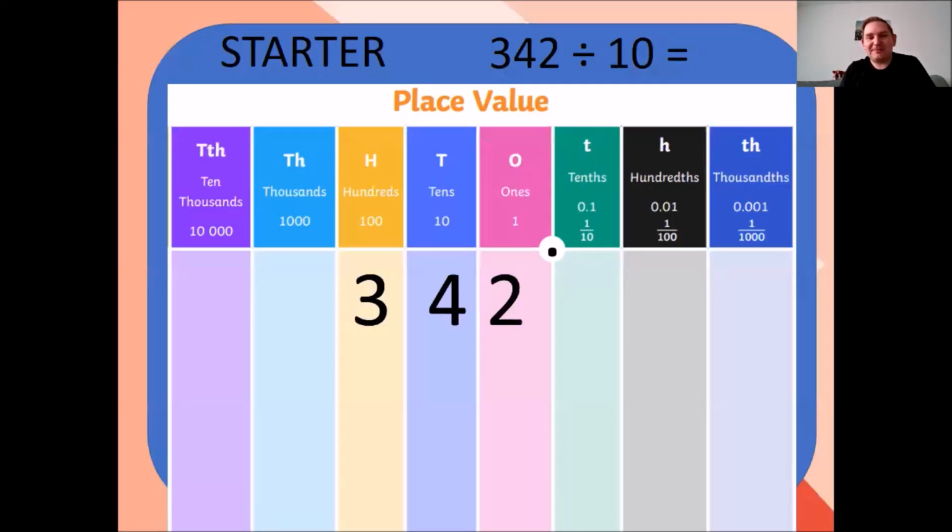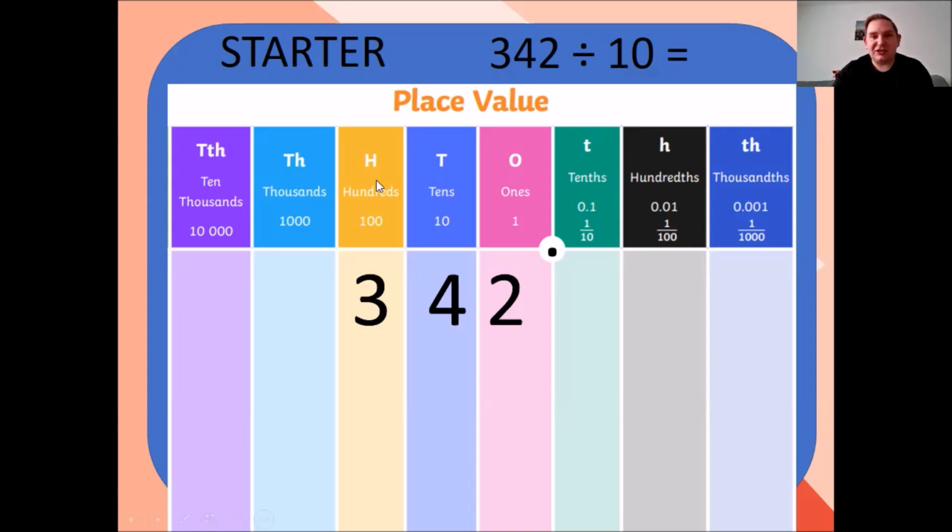So, our starter for today. We have some questions that you can try first. So I would like you to think about 342 divided by 10. If you were to divide 342 by 10, what would you get? What would happen to these digits if you were to divide it by 10? Pause the video and have a quick think. Okay, so hopefully you've remembered, whenever you divide by 10, the digits are all going to move to the right.